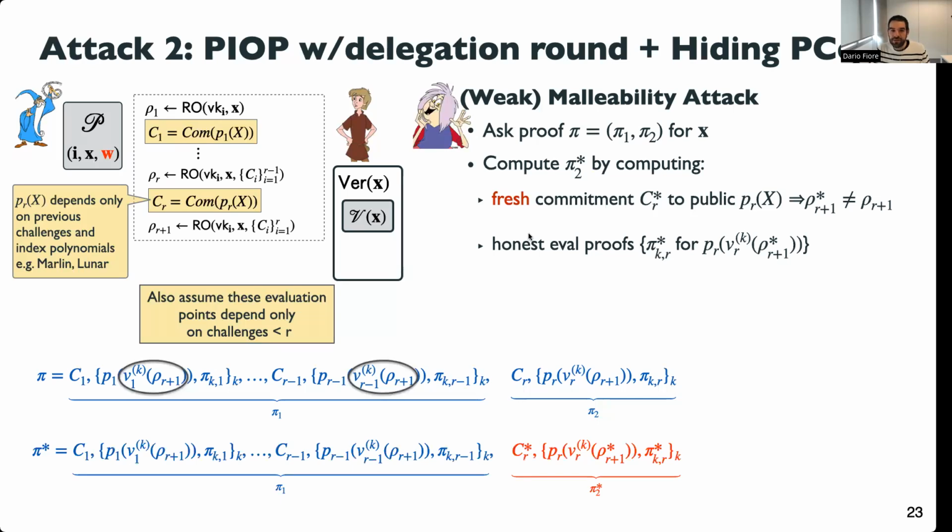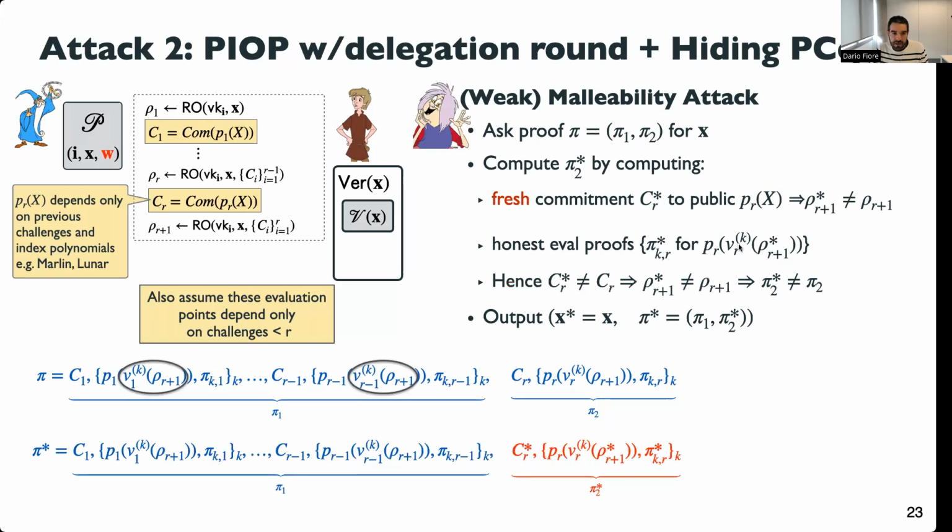The important thing is that since the polynomial is public, the adversary can honestly compute evaluation proofs with respect to this fresh commitment, because she knows the polynomial. There is nothing hidden in there. And that's essentially the new proof. So X star is actually X. This is a weak malleability attack because we are not creating a new statement, but a statement that we have already seen, for which we came up with a new proof.